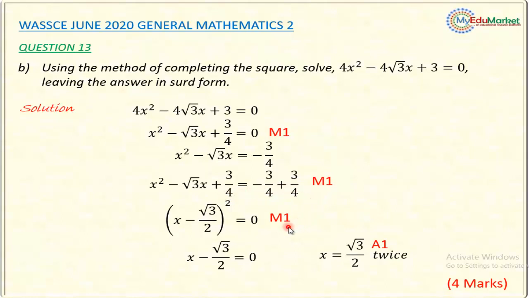The next method mark is for writing the left hand side in the form of a bracket raised to the power of 2. You have the method mark. And the final mark is the accuracy mark, where you obtain your roots as root 3 over 2 accurately. So you have the accuracy mark. So in total there are 4 marks to this very question.